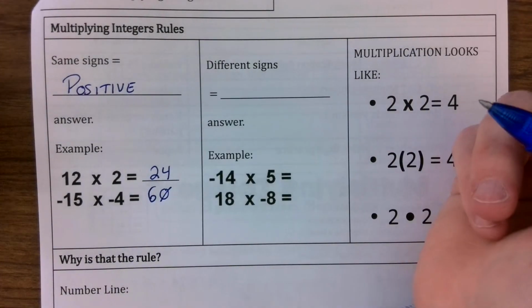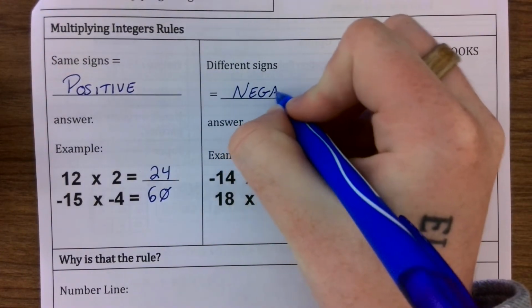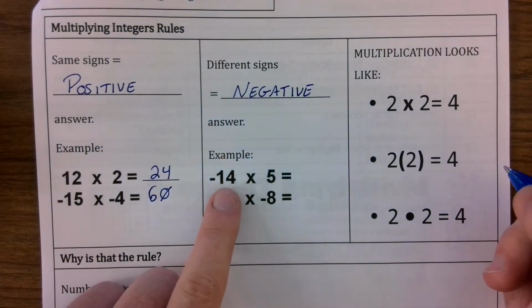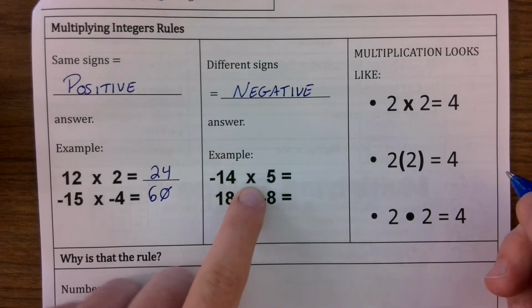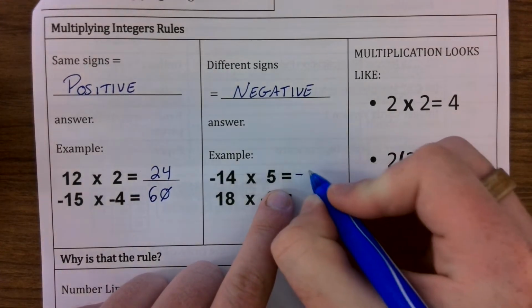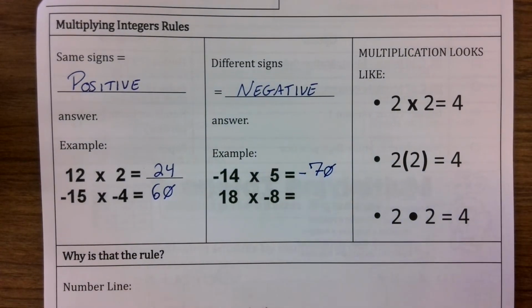Now if you have different signs, one negative and one positive, you are going to have a negative answer. So for example, if I have negative 14 times positive 5, I'm going to get a negative 70 as my answer. And I'm using my multiplication chart for that because I don't know my 14s off the top of my head.